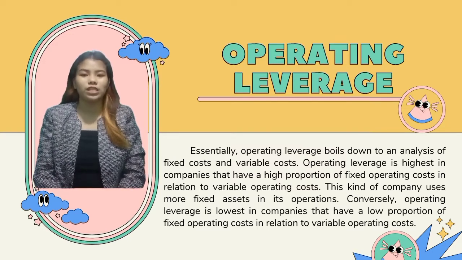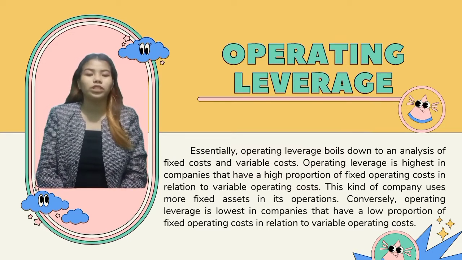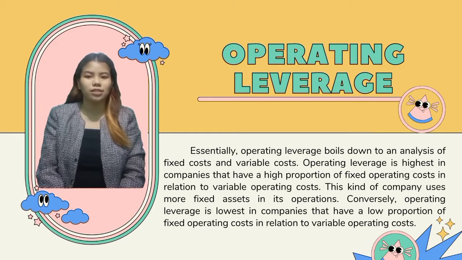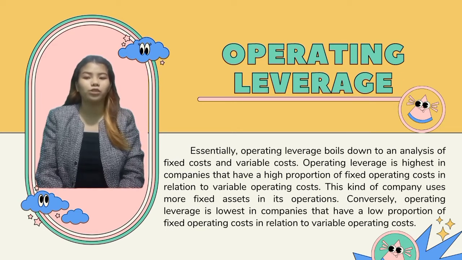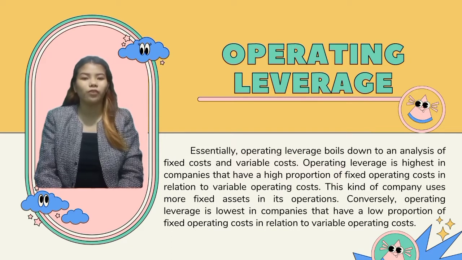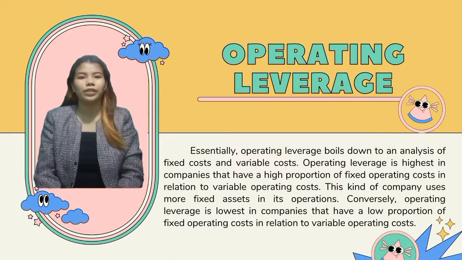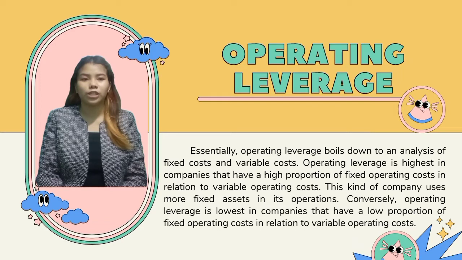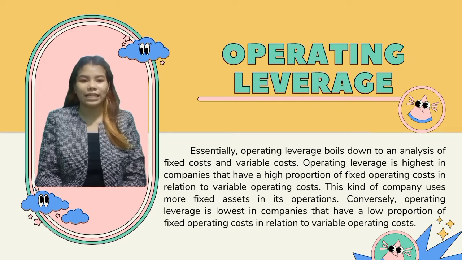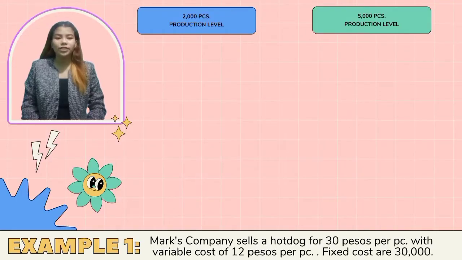Operating leverage consists of two important costs, which are the fixed cost and variable cost. A company is said to have a high degree of operating leverage if it employs a great amount of fixed cost and a smaller amount of variable cost. The degree of operating leverage depends upon the company's cost structure. Operating leverage can be determined with the help of break-even analysis. Now that we understand what operating leverage is all about, let's proceed to our example.